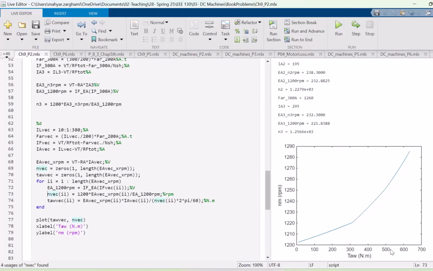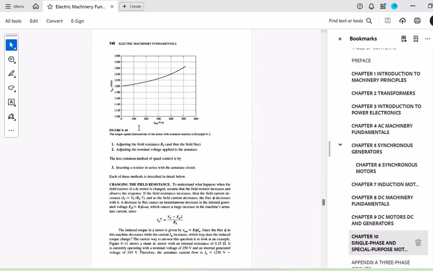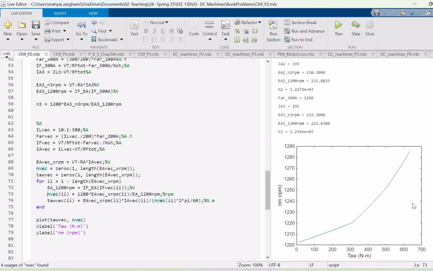The tau is changing from almost 0 up to around 600, up to 500. So I plotted a few more points, but that's basically the same thing.